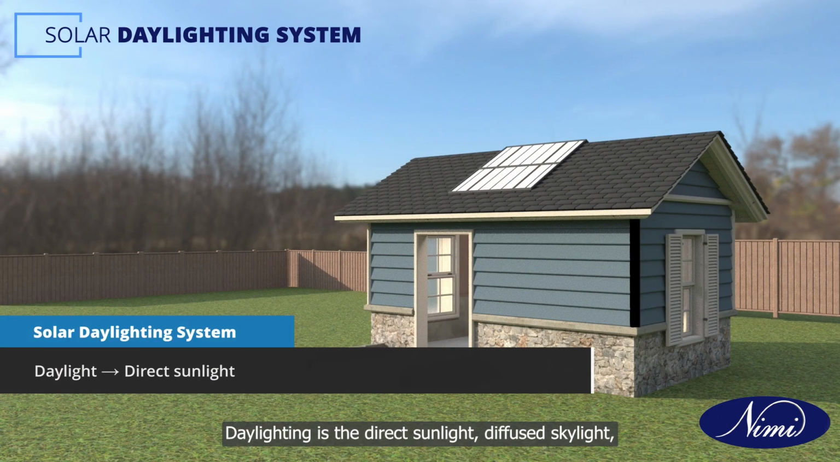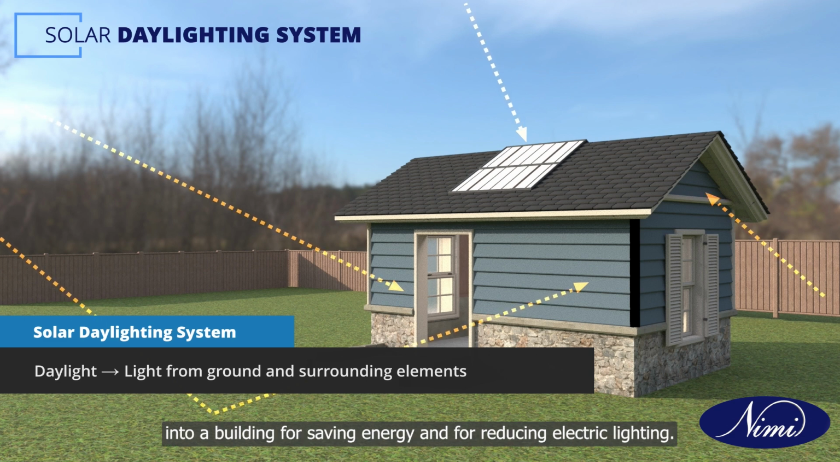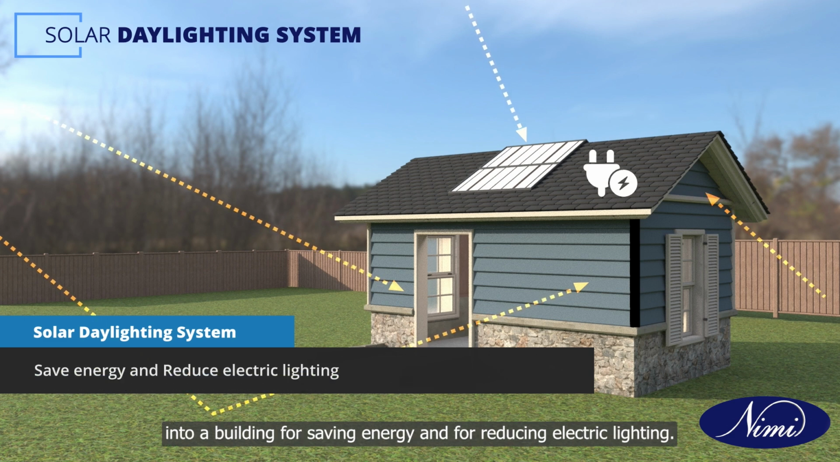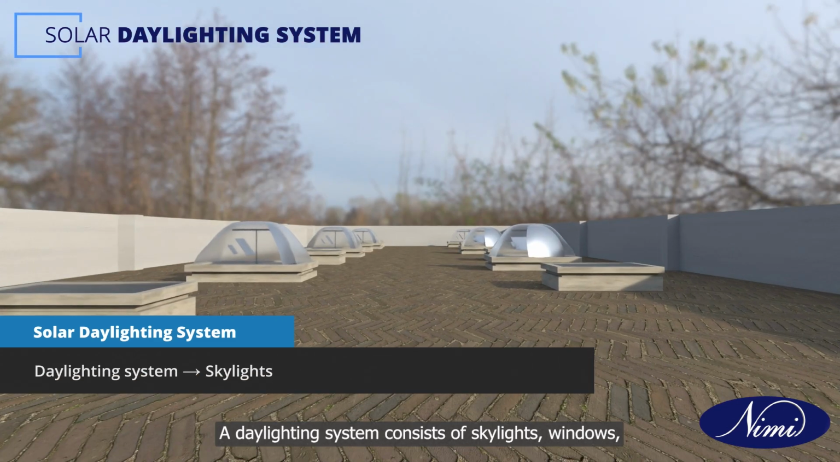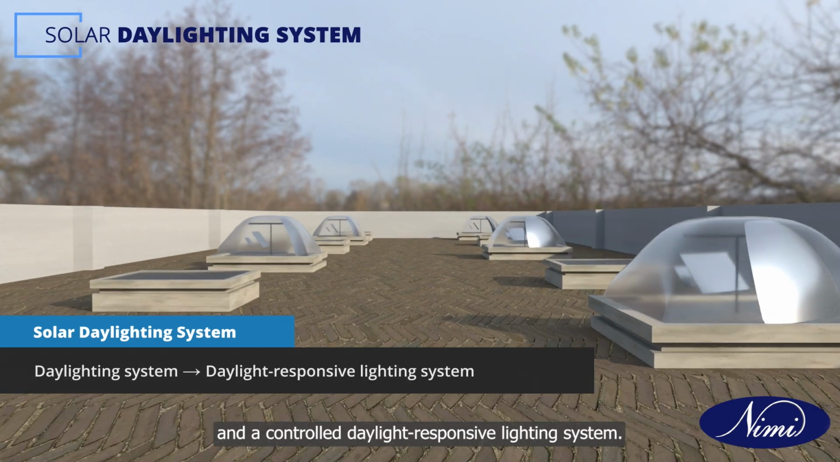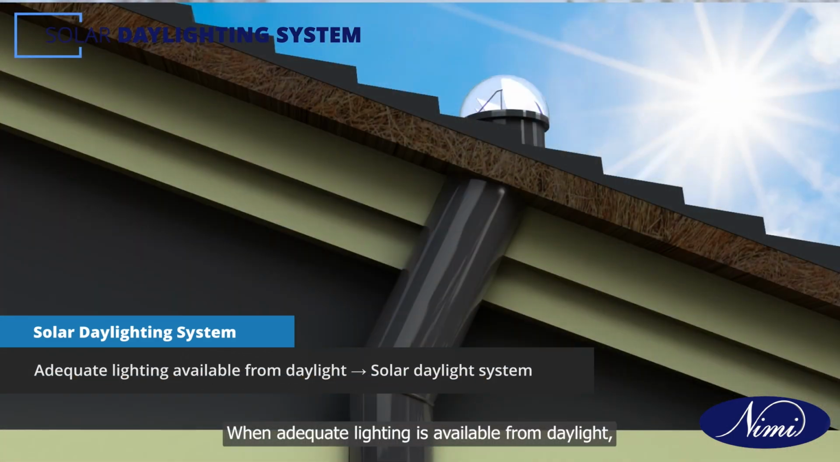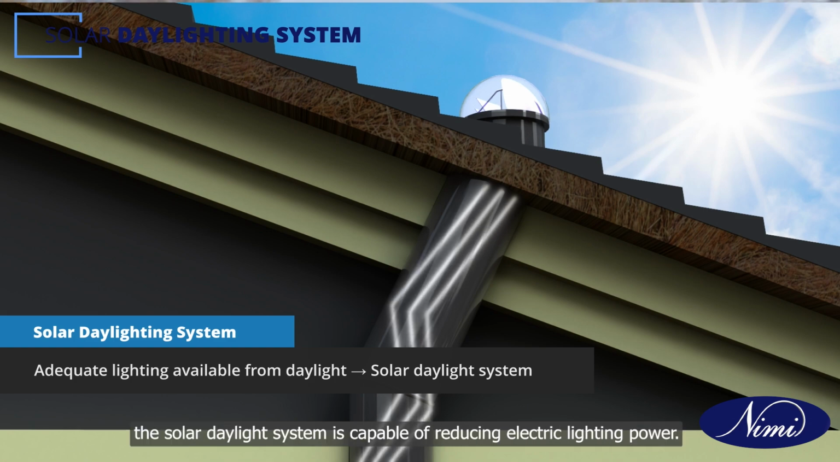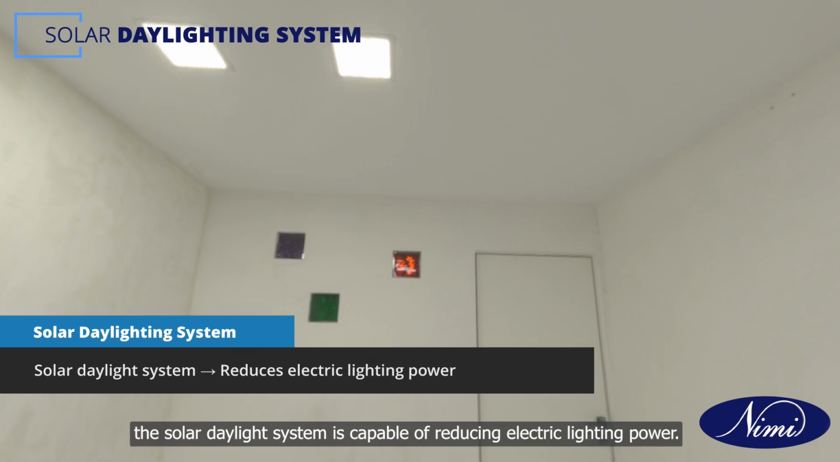Day lighting is the direct sunlight, diffused skylight and light reflected from the ground and surrounding elements into a building for saving energy and for reducing electric lighting. A day lighting system consists of skylights, windows, and a controlled daylight responsive lighting system. When adequate lighting is available from daylight, the solar daylight system is capable of reducing electric lighting power.